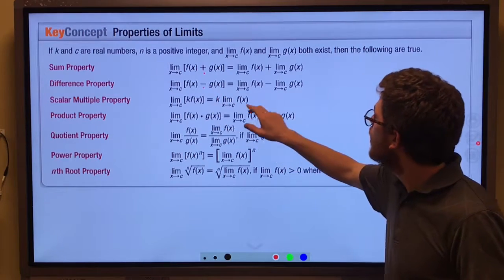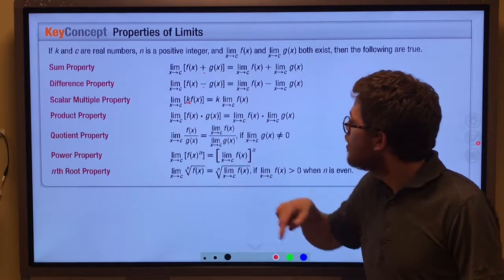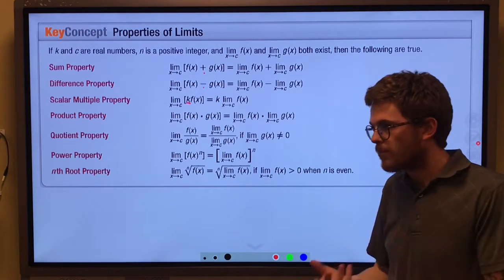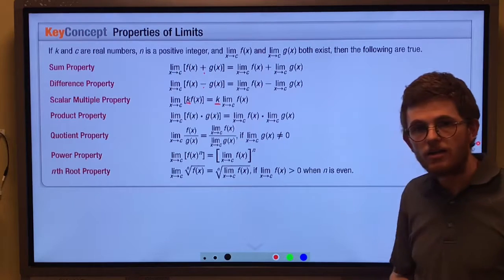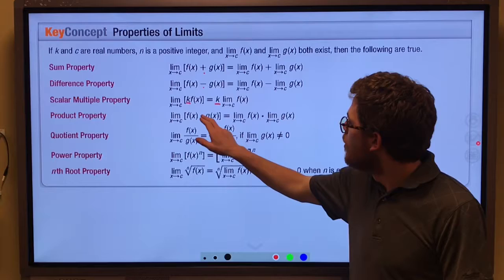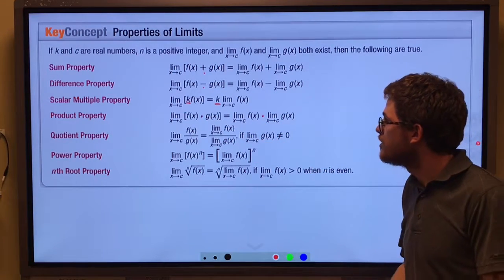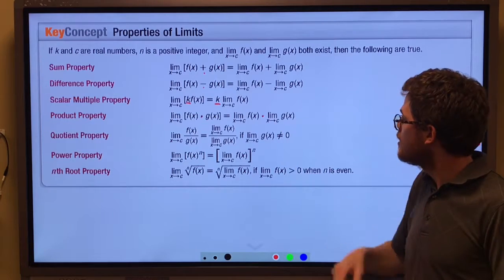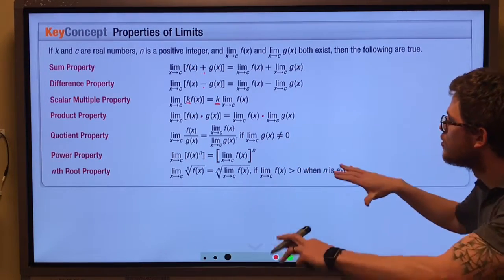Same thing if we're splitting it up by subtraction. If there is some scalar, some constant that is multiplying our function, we can bring it outside the limit. That kind of factors out. If it's multiplying those two, we could break it up as the limit as x approaches c for the first function times the limit as x approaches c for the second one. So this just gives us the ability to break down.